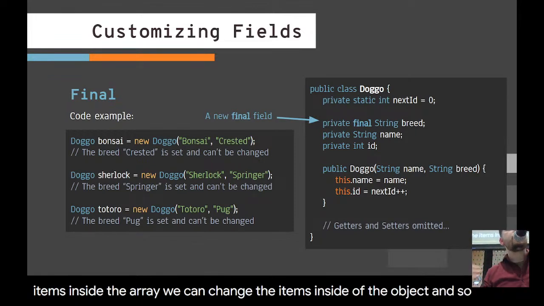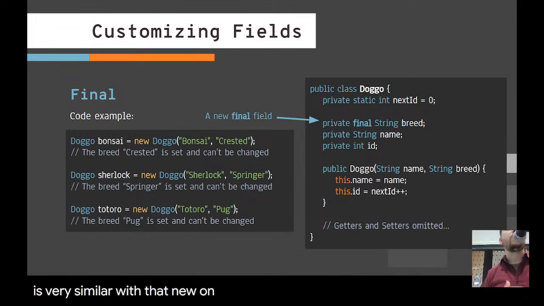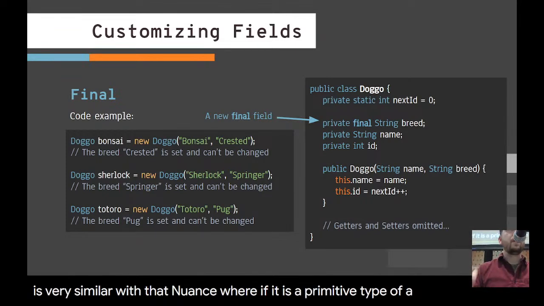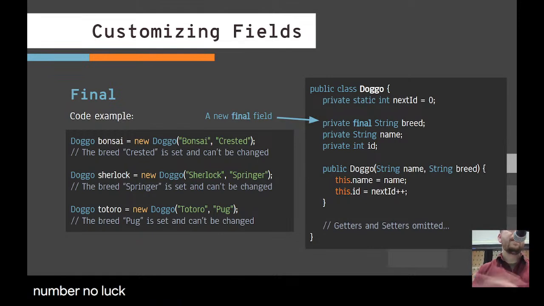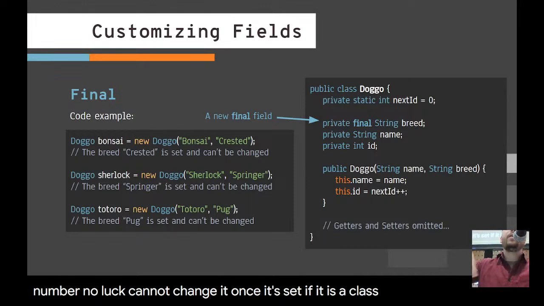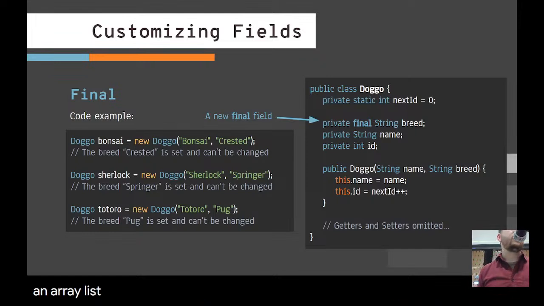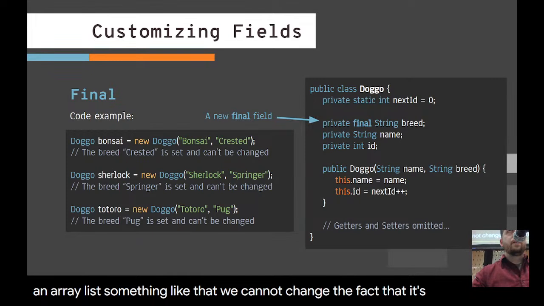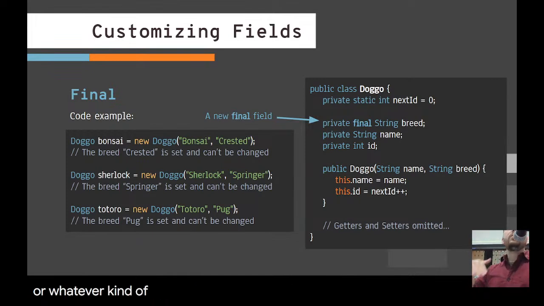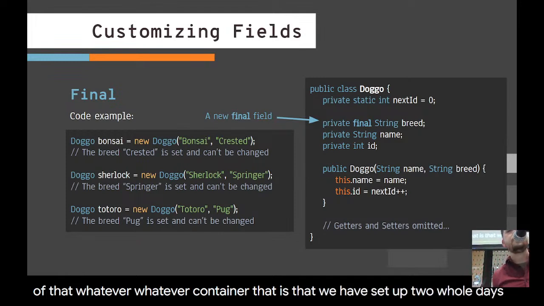And so final is very similar with that nuance, where if it is a primitive type, like a string or a number, no luck, cannot change it once it's set. If it is a class type, like an object or an array list, something like that, we cannot change the fact that it's an array list or whatever kind of object, but we can change the contents of that array list or of whatever container we have set up to hold data.